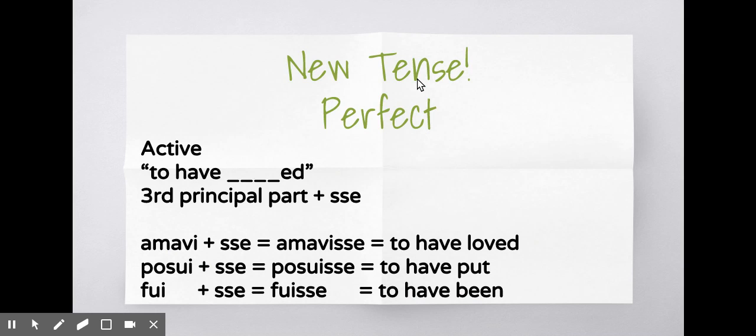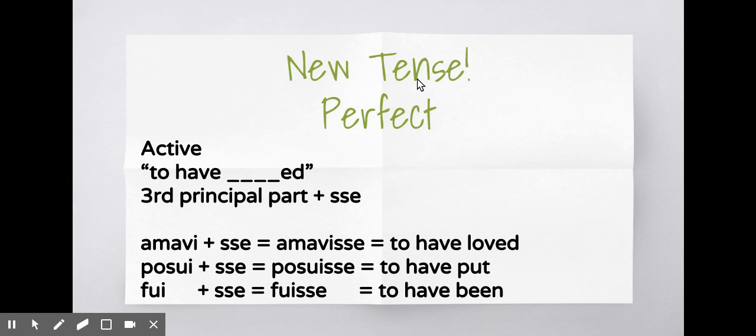So one of your new tenses today is the perfect tense infinitive. We're going to first talk about the perfect active infinitive. The perfect active infinitive in English gets translated to "have blanked." The formation is fairly simple, and it starts with something that you already know for perfect tense, which is the third principal part. You're going to take that third principal part and add -isse to it. So the third principal part from amare is amavi, add -isse, and it becomes amavisse. We would translate it "to have loved."